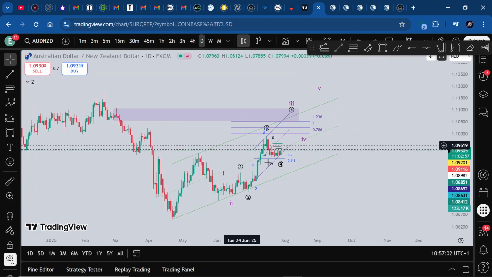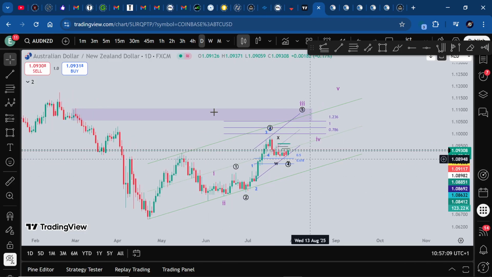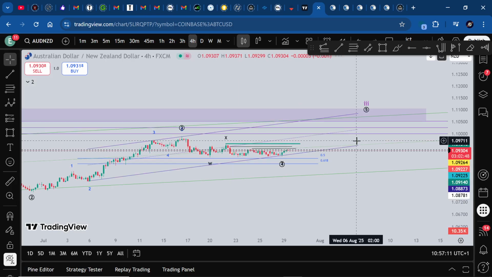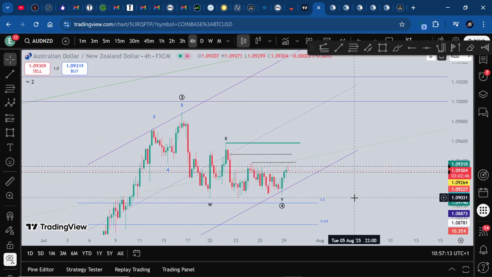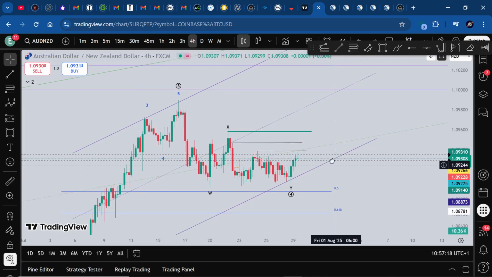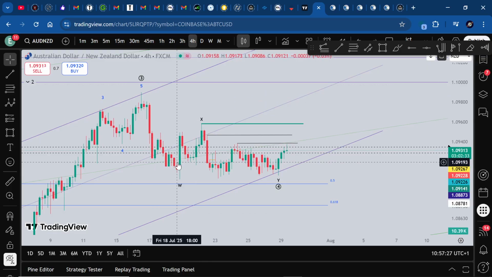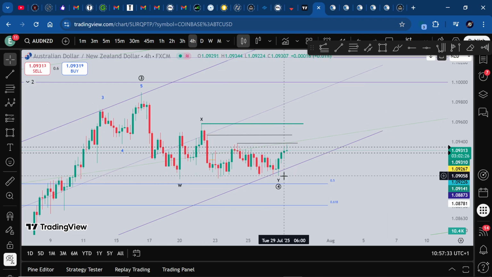All right, AUDNZD, this is a fourth wave behavior to me. And if you look at it, we got 1, 2, 3, 4. It's in the right place. Jump down to the 4 hour time frame, and you'll see I've got it counted as a WXY. Okay. And I still think potentially this is a W zigzag, X zigzag, and we have an A, B, C, D, E in the triangle.